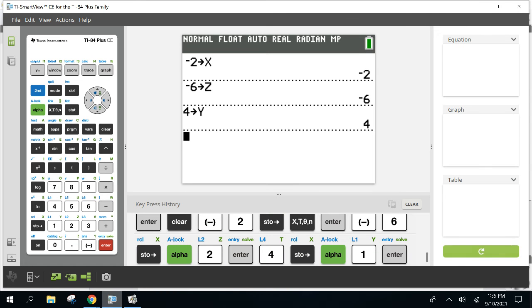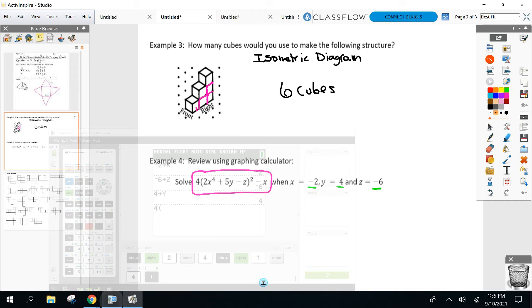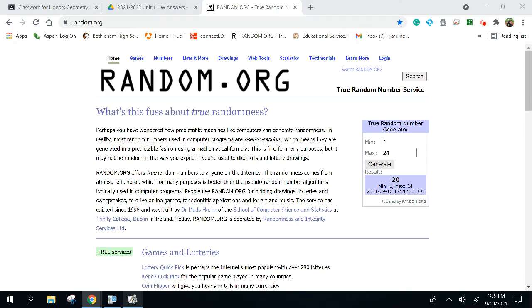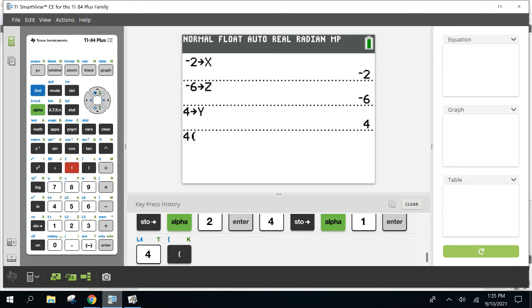4, parenthesis, 2x to the 4th. 2x raised right above your division sign to the 4th. So your calculator is automatically going to put in -2 correctly, and it's going to follow order of operations without even you guys worrying about it.